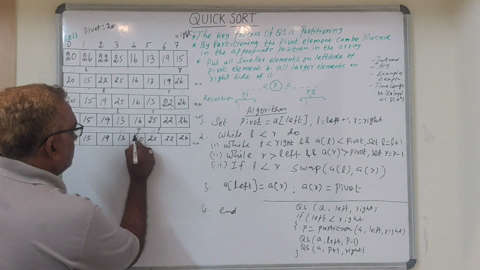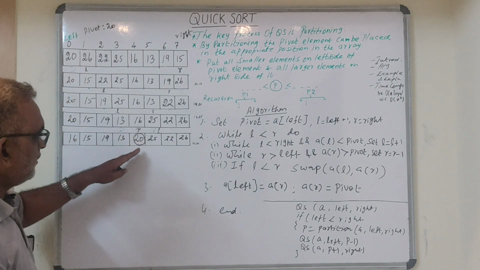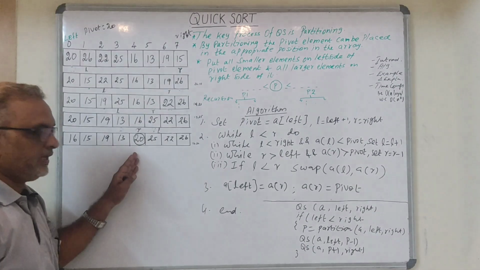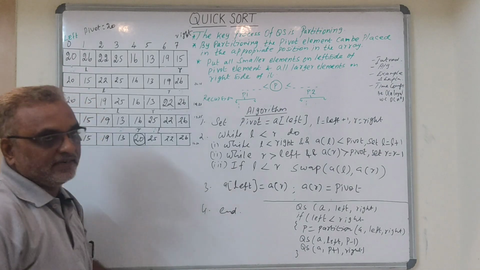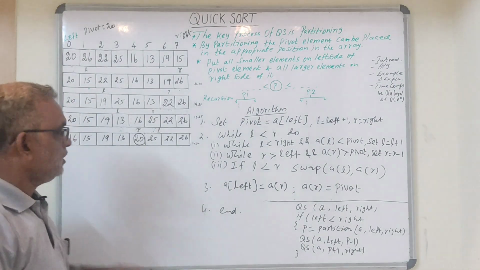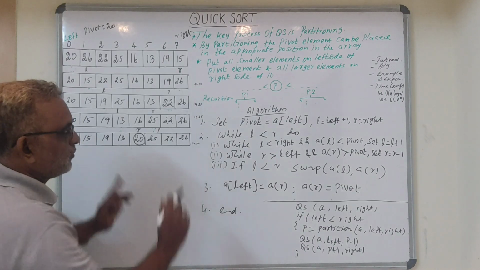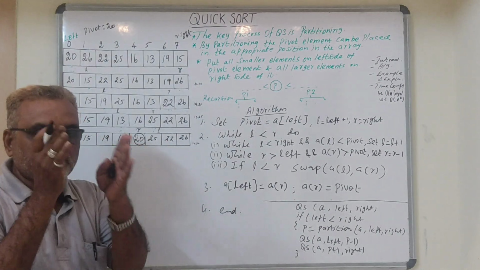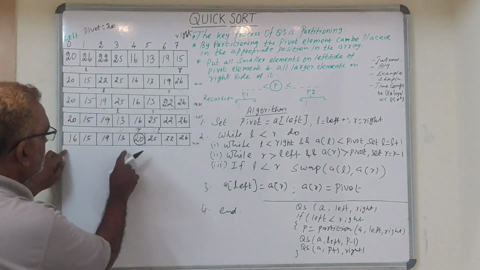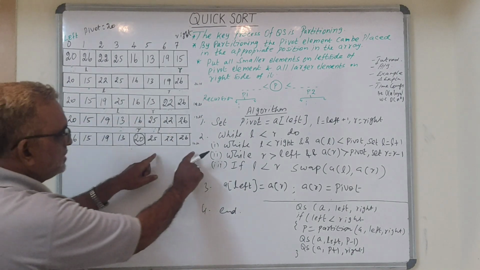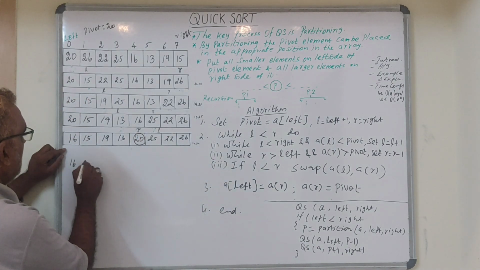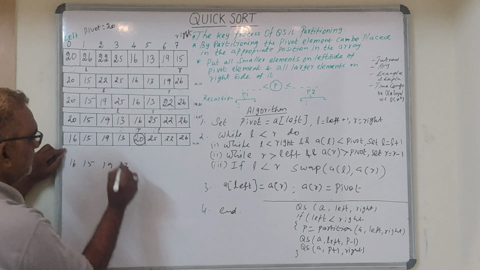Now this is the pivot element, and check that all the elements on the left hand side are lesser than 20 and all the elements on the right hand side are greater than 20. So now this is one partition, this is another partition. This is why the technique is called partitioning. Now you have to apply the same procedure on this partition as well as this partition separately. So consider this is 16 and this is 15, 19 and 13.